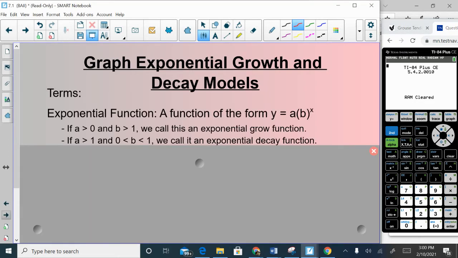All right, so an exponential function is a function in this form. This is where we see our variable x in the exponent. Most of the time we've had like x squared or x cubed or something like that, but here we're going to have x in the exponent.